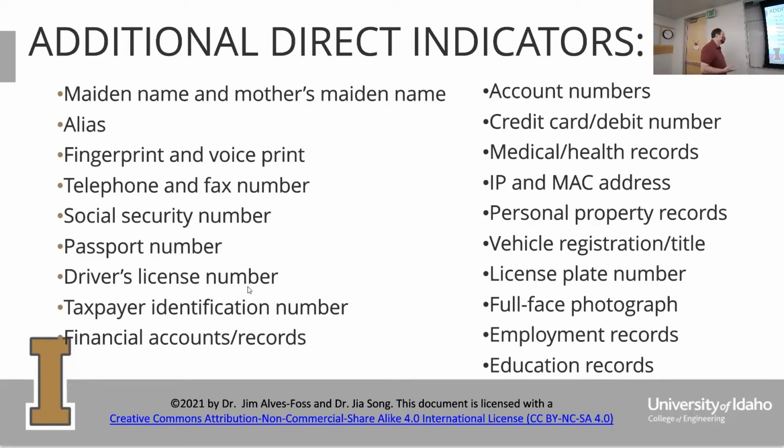Social security number, passport number, driver's license number, taxpayer identification number. My financial accounts and records, so my bank account number can be linked to me. So all these account numbers, credit card numbers, medical health records, my computer's network address, personal property records, my vehicle registration, title, license plate number, just a photograph of me, employment records, education records, all these things can be used to identify people directly. All of those things, therefore, are critical information in your computer system and must be protected.